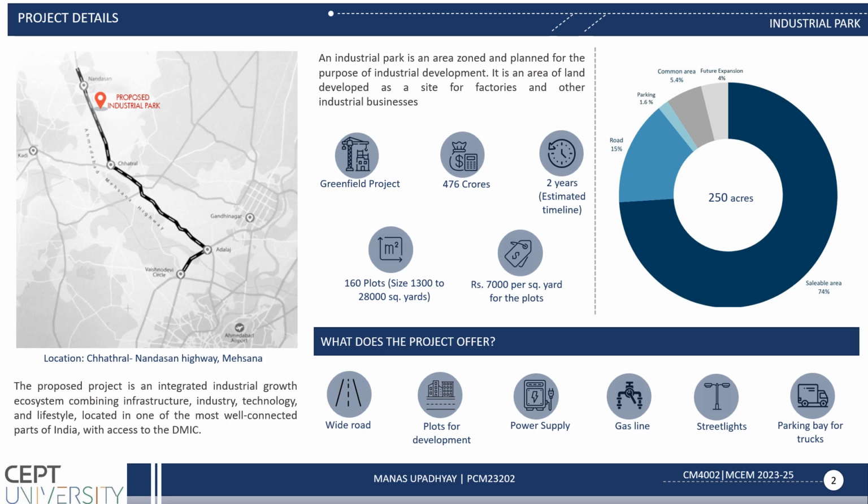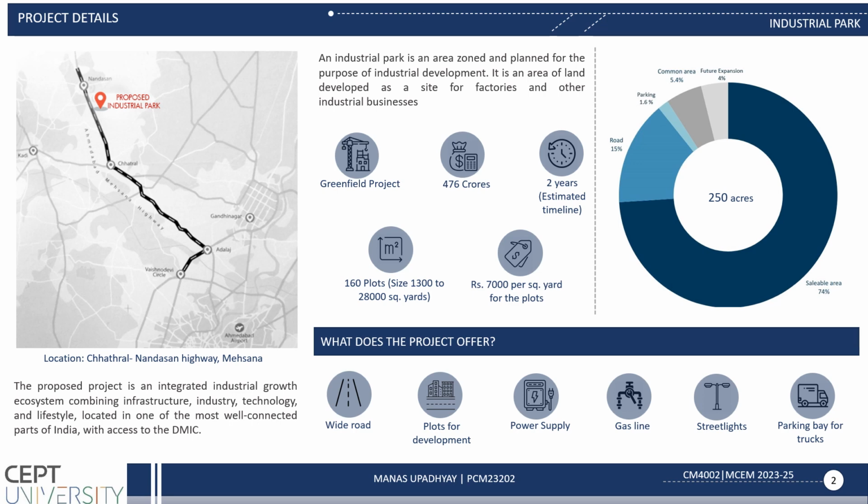It is proposed on 250 acres, which covers 24-meter wide trunk roads, 18-meter internal roads, power supply for common areas, and one street light for each plot, having 15% of roads, 1.6% of parking, 5.4% of common areas, and 4% of future expansion. The total saleable area is 74%. There are 160 plots in the industrial park.